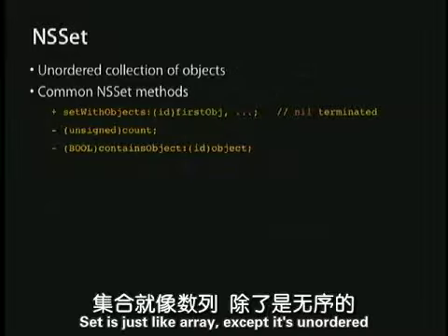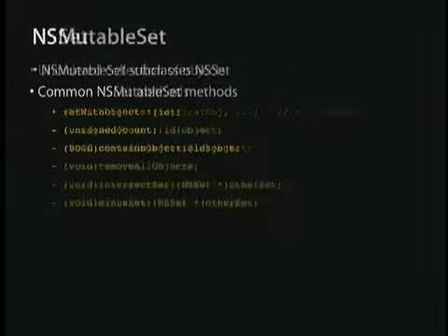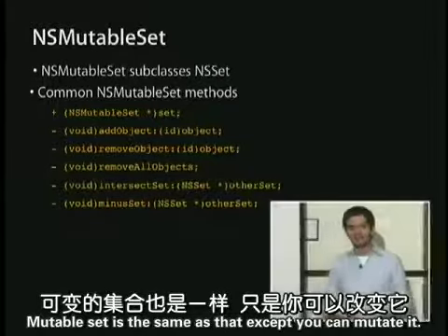Set is just like array, except it's unordered and the objects are unique, so no object is ever in there more than once. Mutable set is the same as that, except you can mutate it.